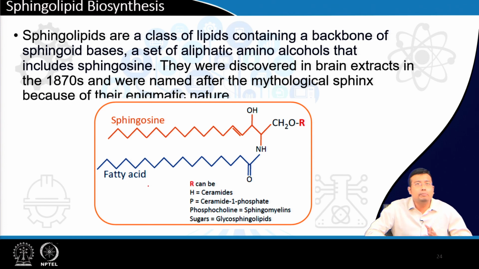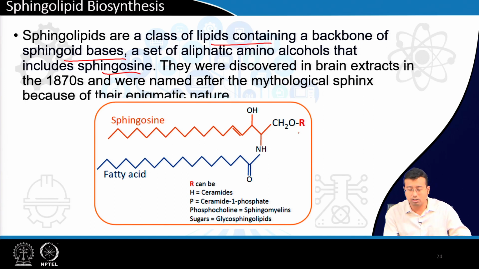So, what are sphingolipids? Sphingolipids are a class of lipids that contain a backbone of sphingoid bases, where the aliphatic amino alcohol is basically sphingosine. Okay. They were discovered in the brain extracts in the late 19th century, and were named after the mythological structure sphinx. Okay. So, that is why they are known as sphingolipids.